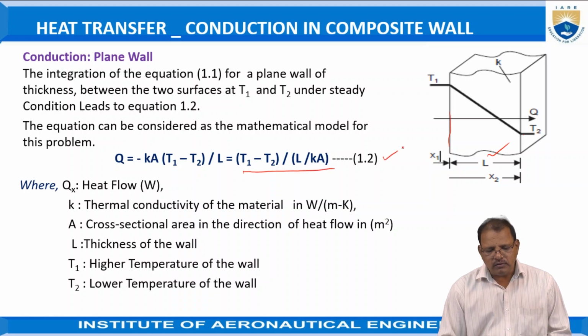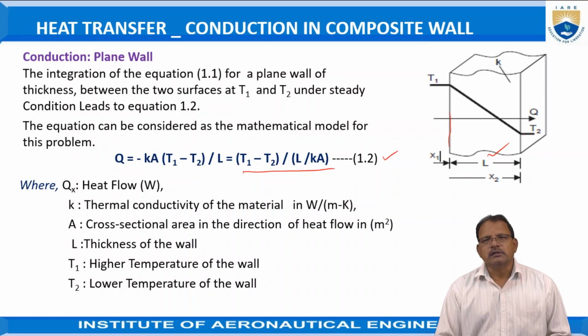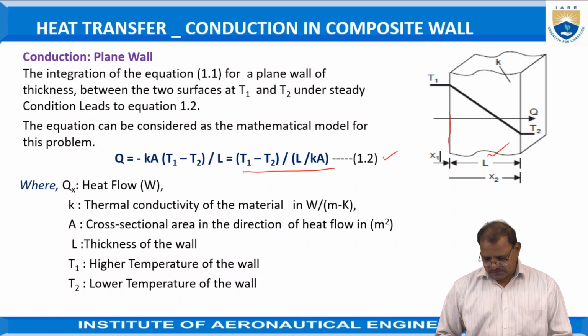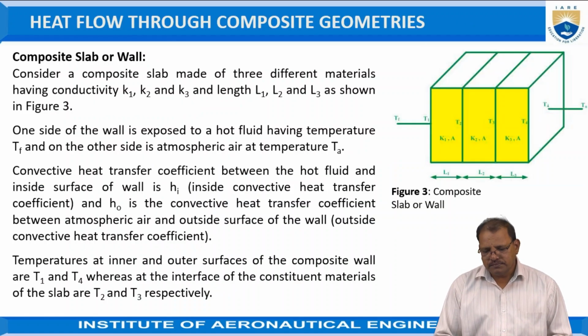This is equation number 1, where Q is the heat flow, K is the thermal conductivity of the wall, A is the area of the cross section, L is the thickness of the wall, and T1 and T2 are representing the higher as well as the lower temperature of the given wall. Here, composite walls now.